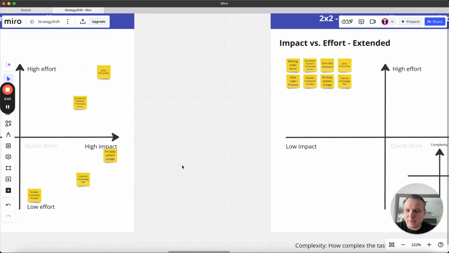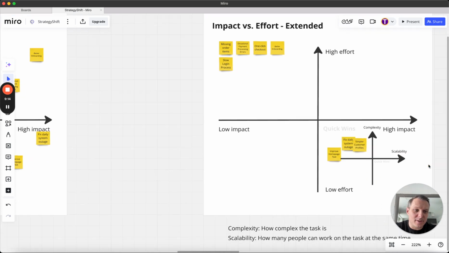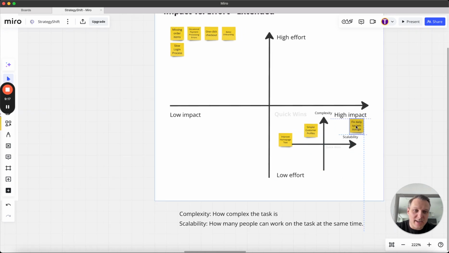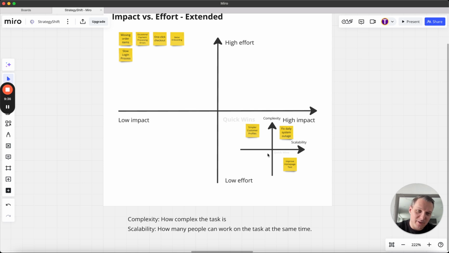So in our case, if we look back, we have fixed daily system outage. Let's move this here, and homepage text, and then simpler customer profiles. So let's organize this here. Fixed daily system outage, you can maybe throw a few people on it, and it's complex. Simpler customer profiles, maybe it's complex, but you can't really throw more people on it. And improve homepage text, you can throw a lot of people on it, and it's not very complex. So see here, you can organize it even more and prioritize the work more in depth, and see how quickly that was.